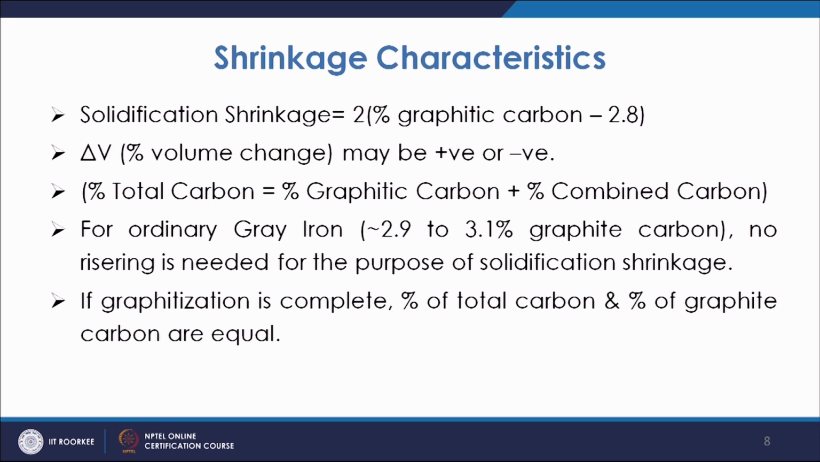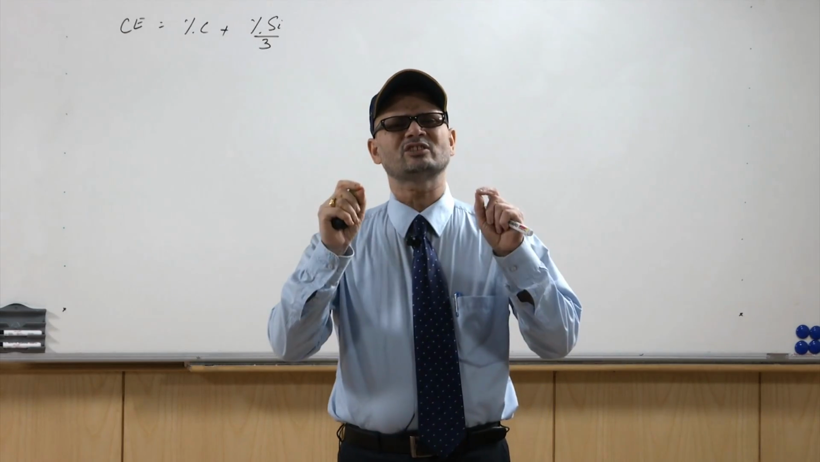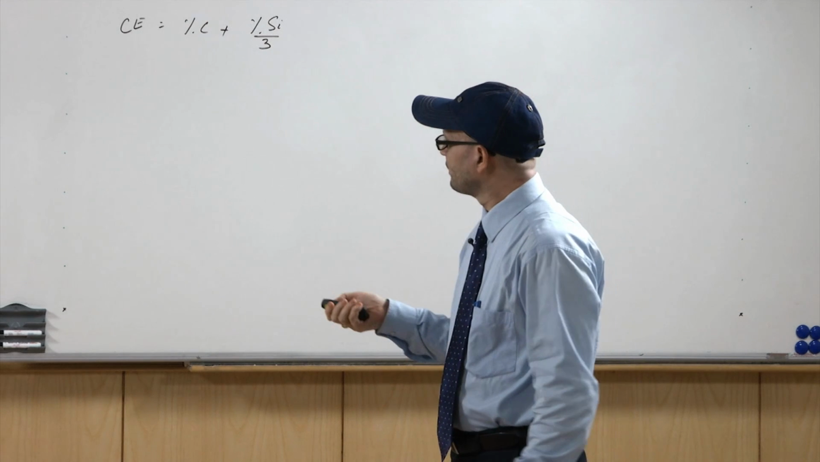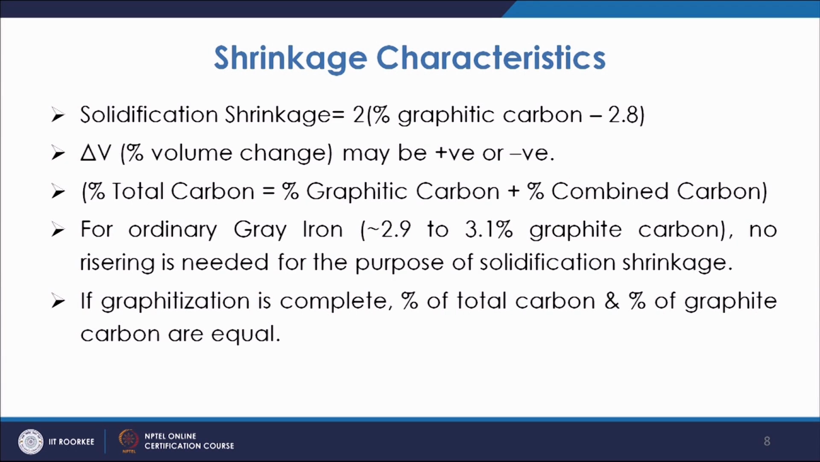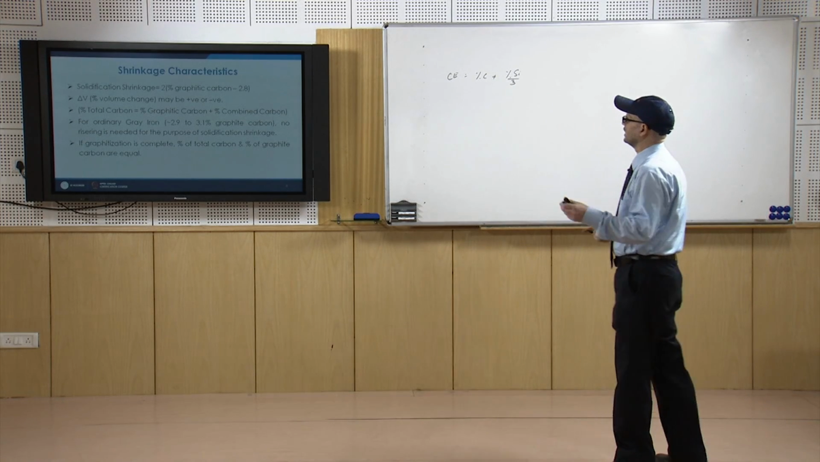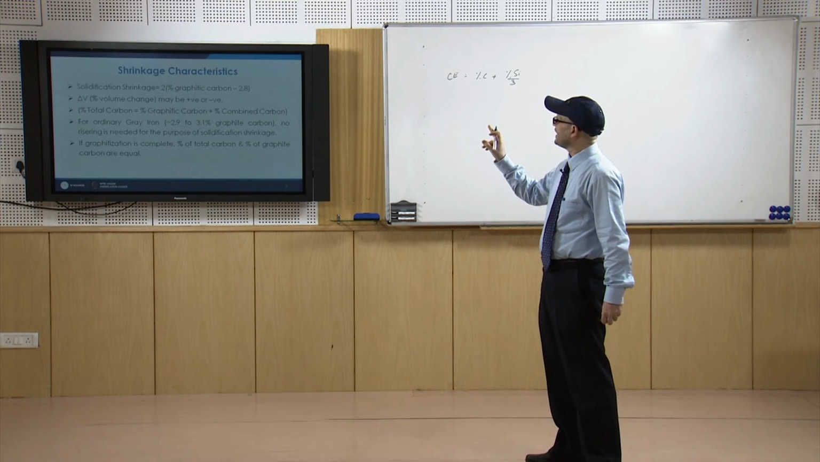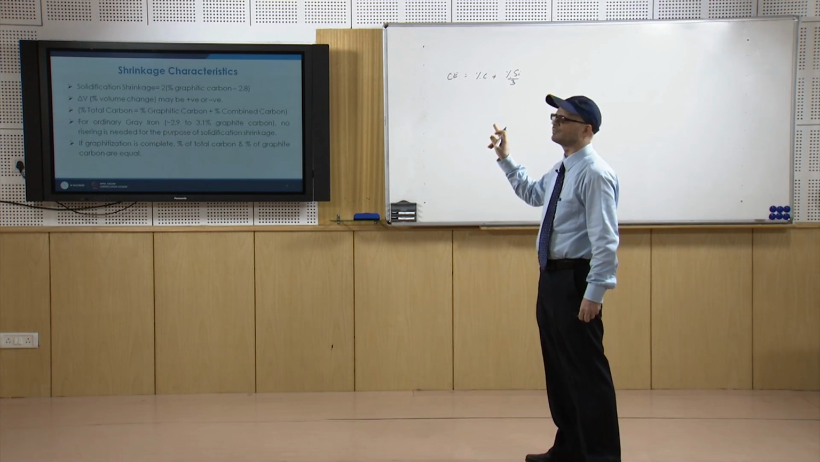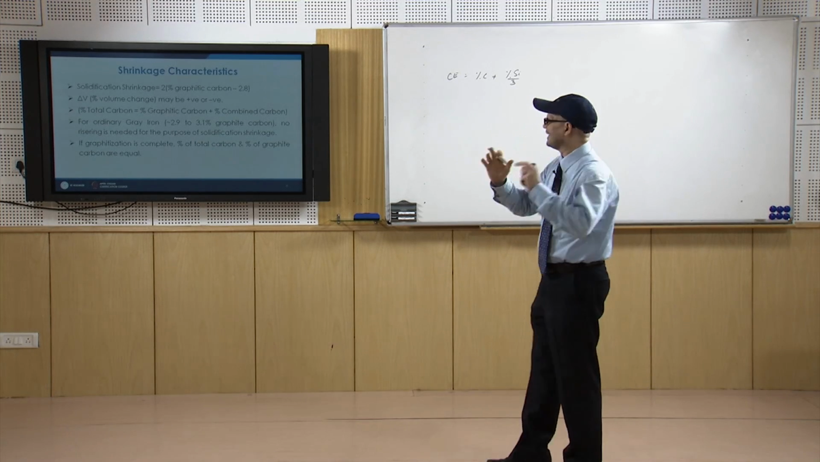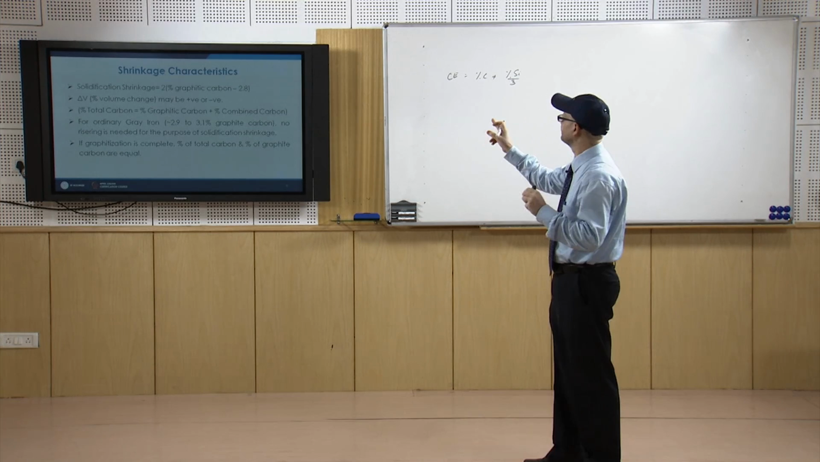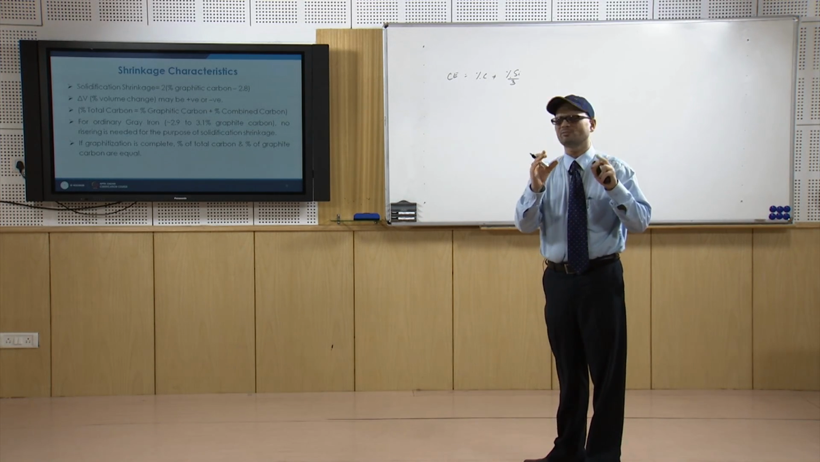This is a volumetric change. As we see, the graphitic carbon is controlling the solidification shrinkage in the case of grey cast iron. If this amount is 2.8 or more, the value will be positive, so its value can be positive or it can be negative. The percentage total carbon is defined as percentage of graphitic carbon plus percentage of combined carbon. In total carbon you have the graphitic carbon plus the combined carbon, that is, the carbon in the form of cementite.